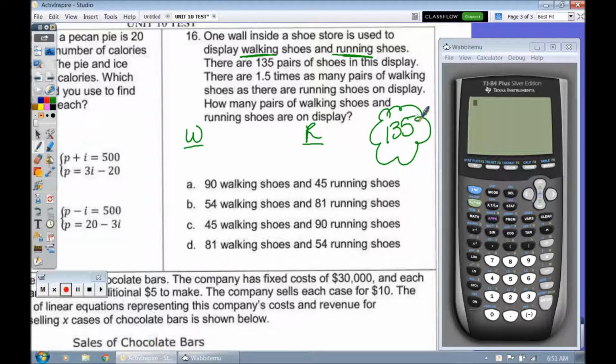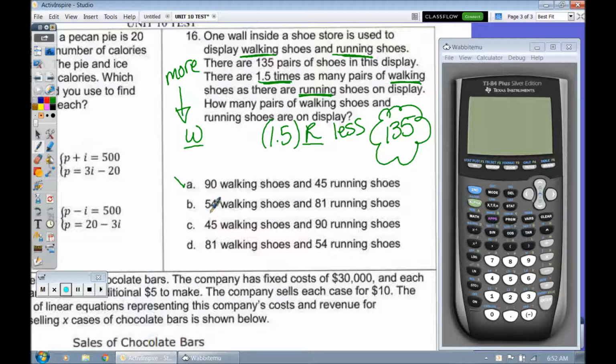There are 1.5 times as many pairs of walking shoes as there are running shoes. So that means walking shoes is more than running. Running shoes have to be less because they're telling you that the walking shoes are 1.5 times as many as running. So we have to go 1.5 times the running. So let's go through and do a process of elimination. Looks like this is more. That could be a possibility.